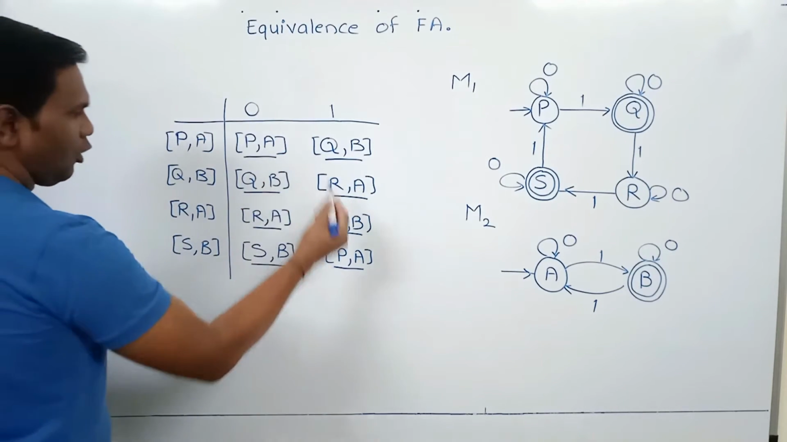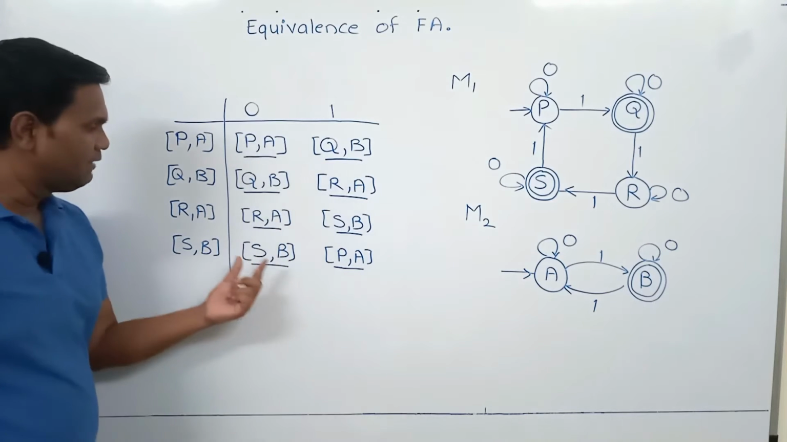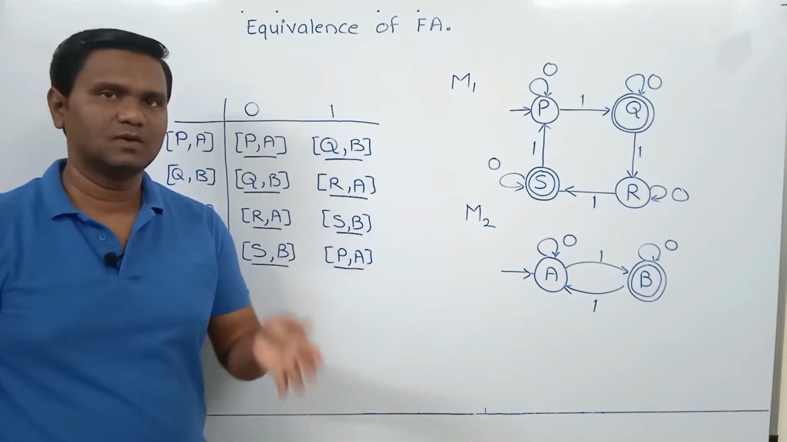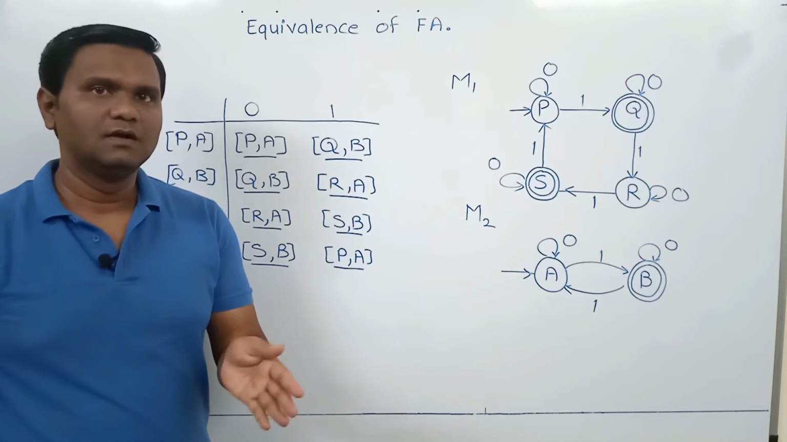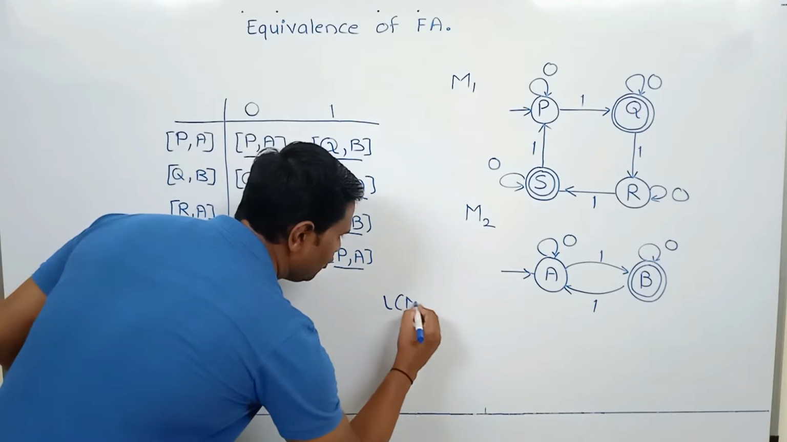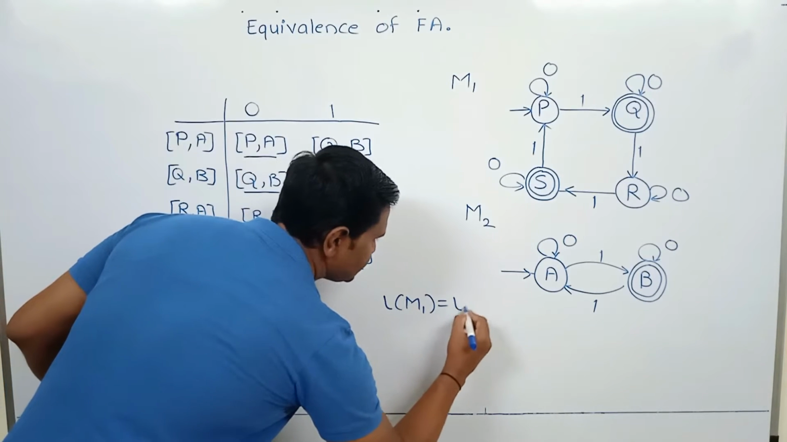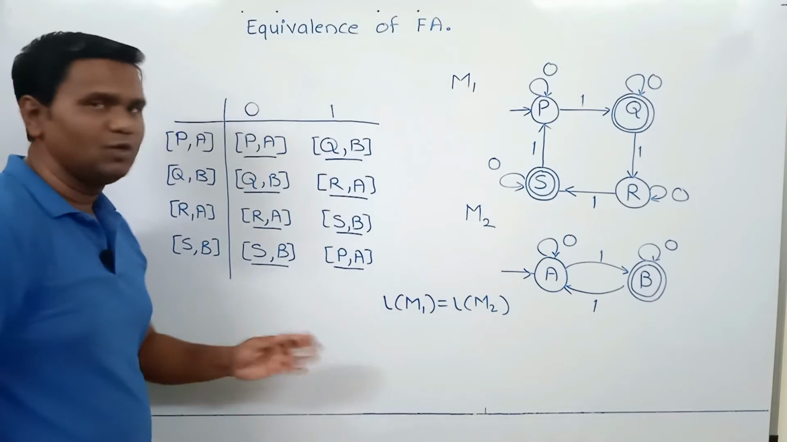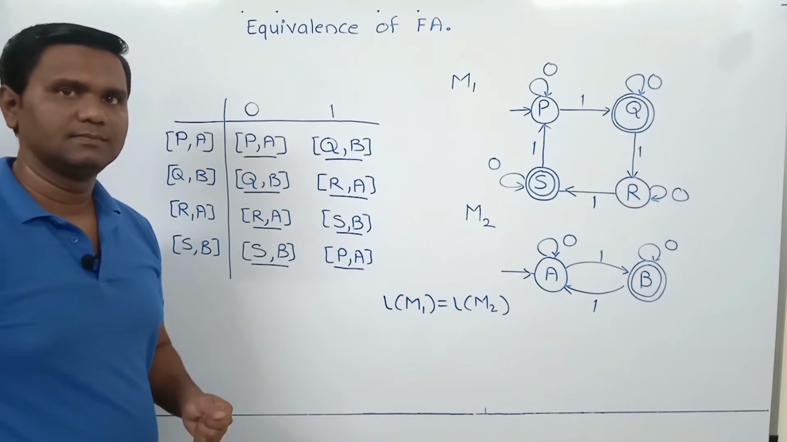So we have considered all the entries in the table. For every pair, both states are either non-final states or both states are final states. So we can say that language of M1 is same as language of M2, or we can say that M1 and M2, they are equivalent.